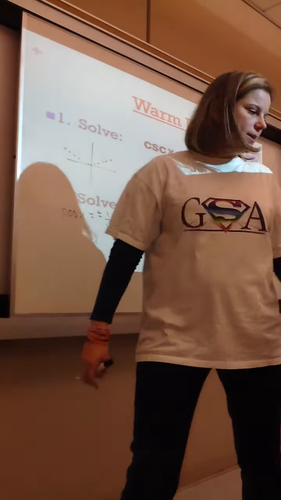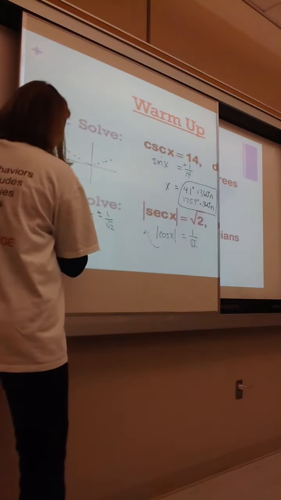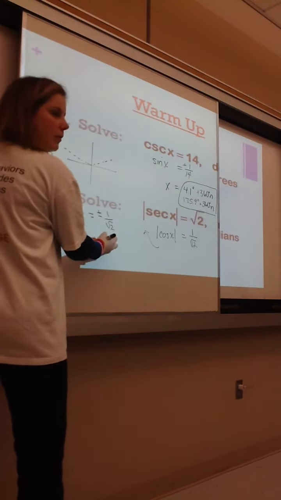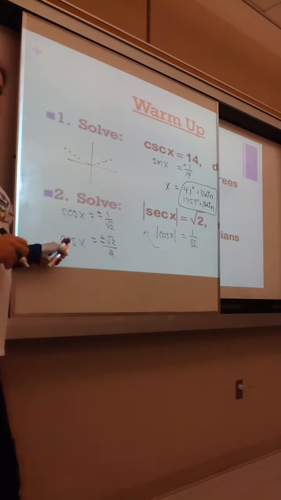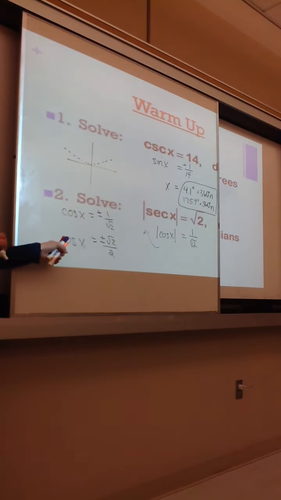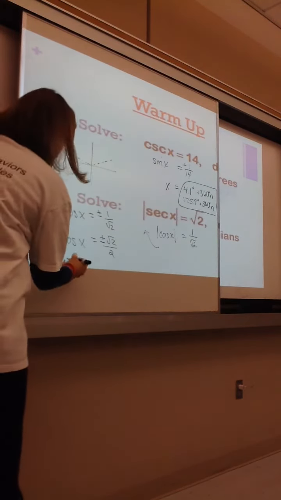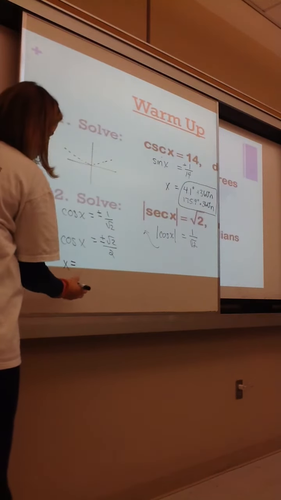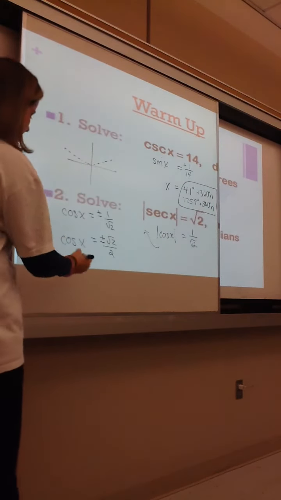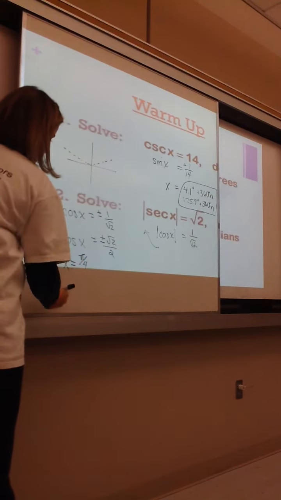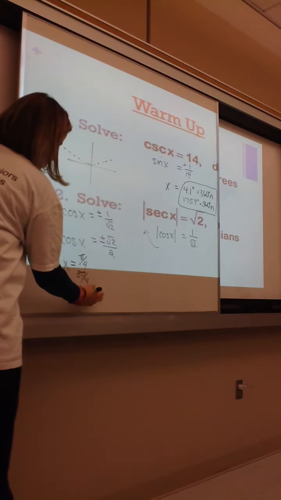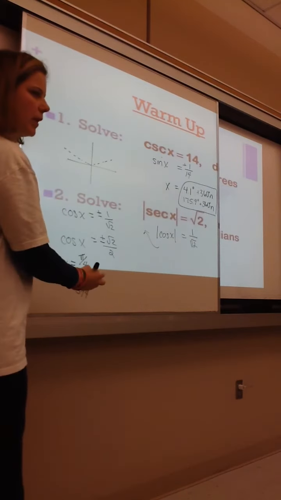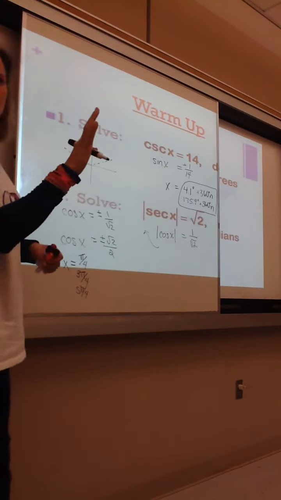What is this when you rationalize it? What do we get? Cosine x is equal to plus or minus root 2 over 2. Great. Can we get exact radian values now? Yeah. So what do we have? Shannon, what do you have? X equals pi over 4, 3 pi over 4, 5 pi over 4, and 7 pi over 4. Is that good? 4 answers?